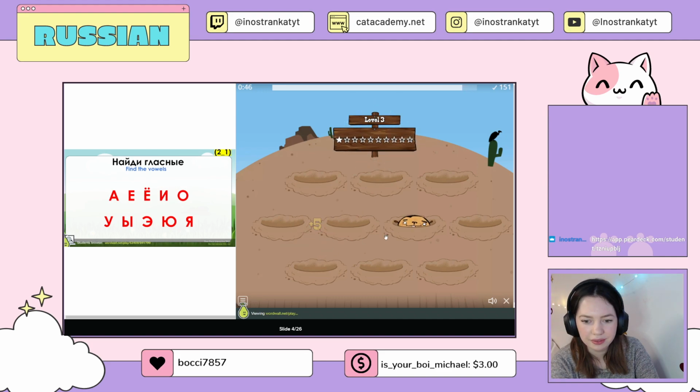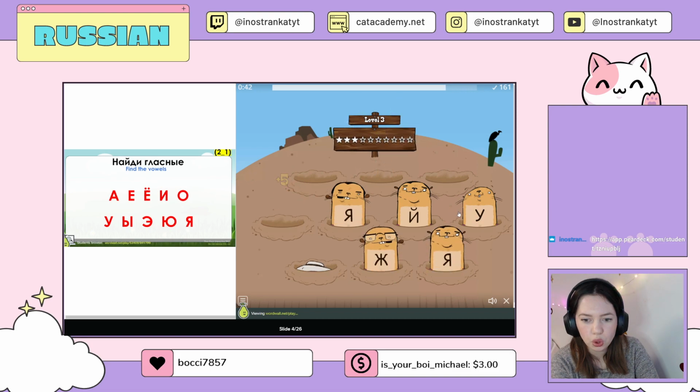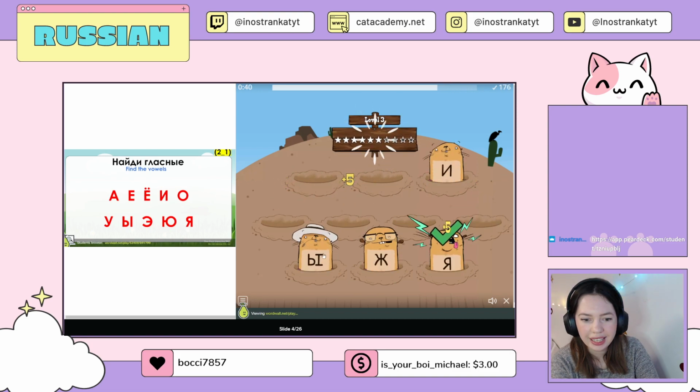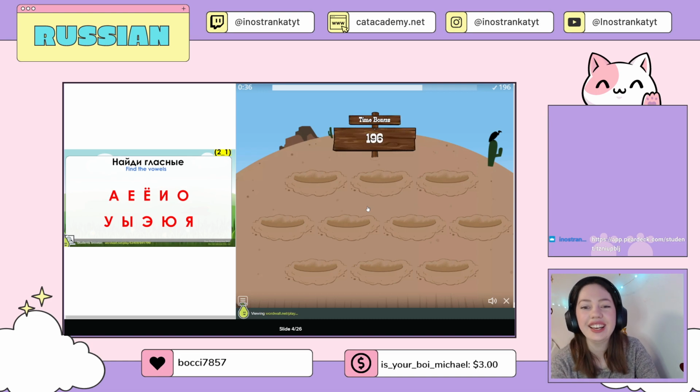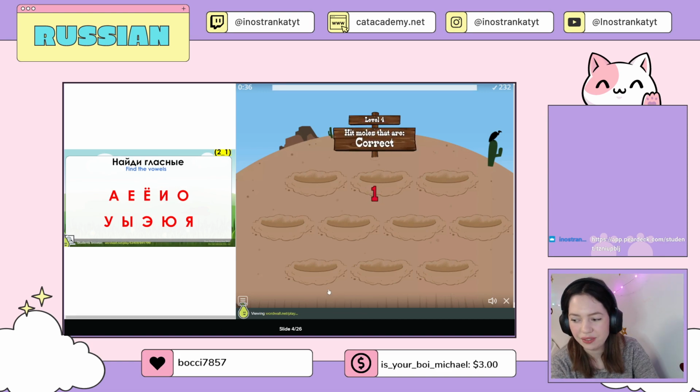E, I, U, U, Ya, U, I, U, O. Wahoo! 3 levels have finished. I think there should be maybe 5 levels. It's a really good practice for recognition of letters.